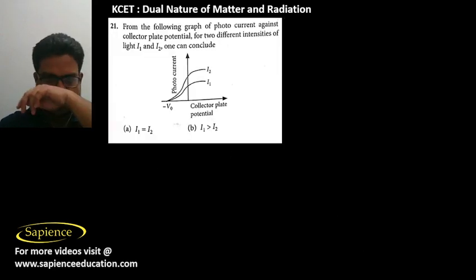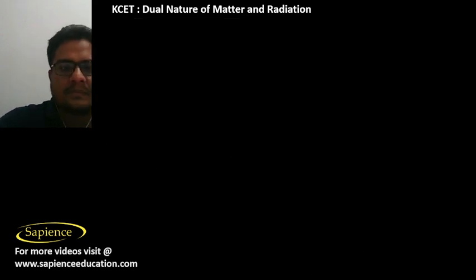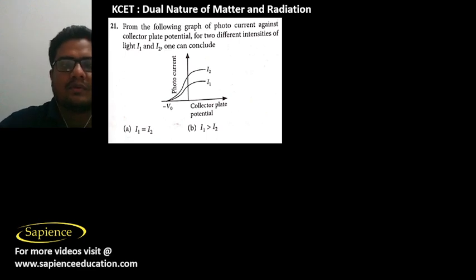Then in question number 21, it is told from the following graph of photocurrent against collector potential for two different intensities of light I1 and I2, one can conclude. So when the intensity is higher, then the photocurrent is also higher. So I2 is greater than I1.